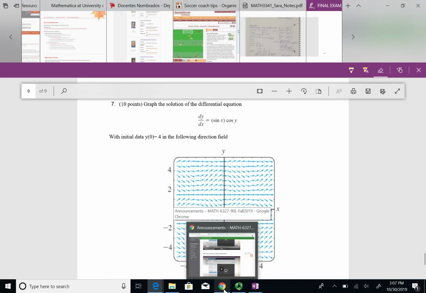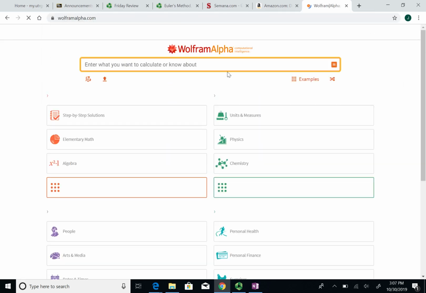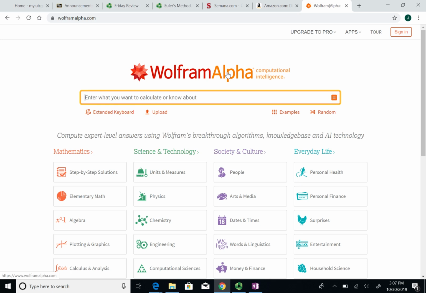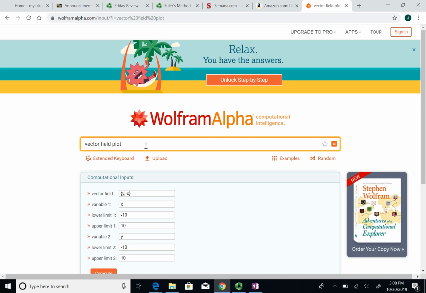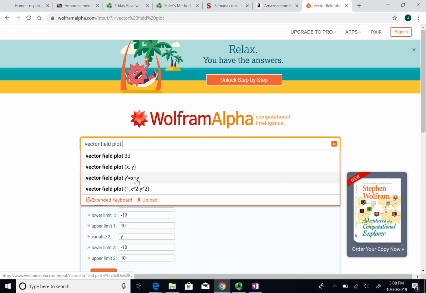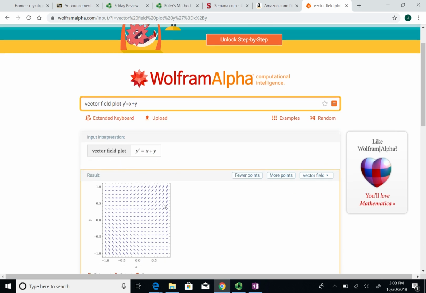So let me, for example, go to Wolfram Alpha. Just like a function f of x equals x squared has a graph, the graph of the differential equation is that vector field. So let's put a vector field plot. Look at this, and let's put this one, y prime equals x plus y. You see, it has the vector field.